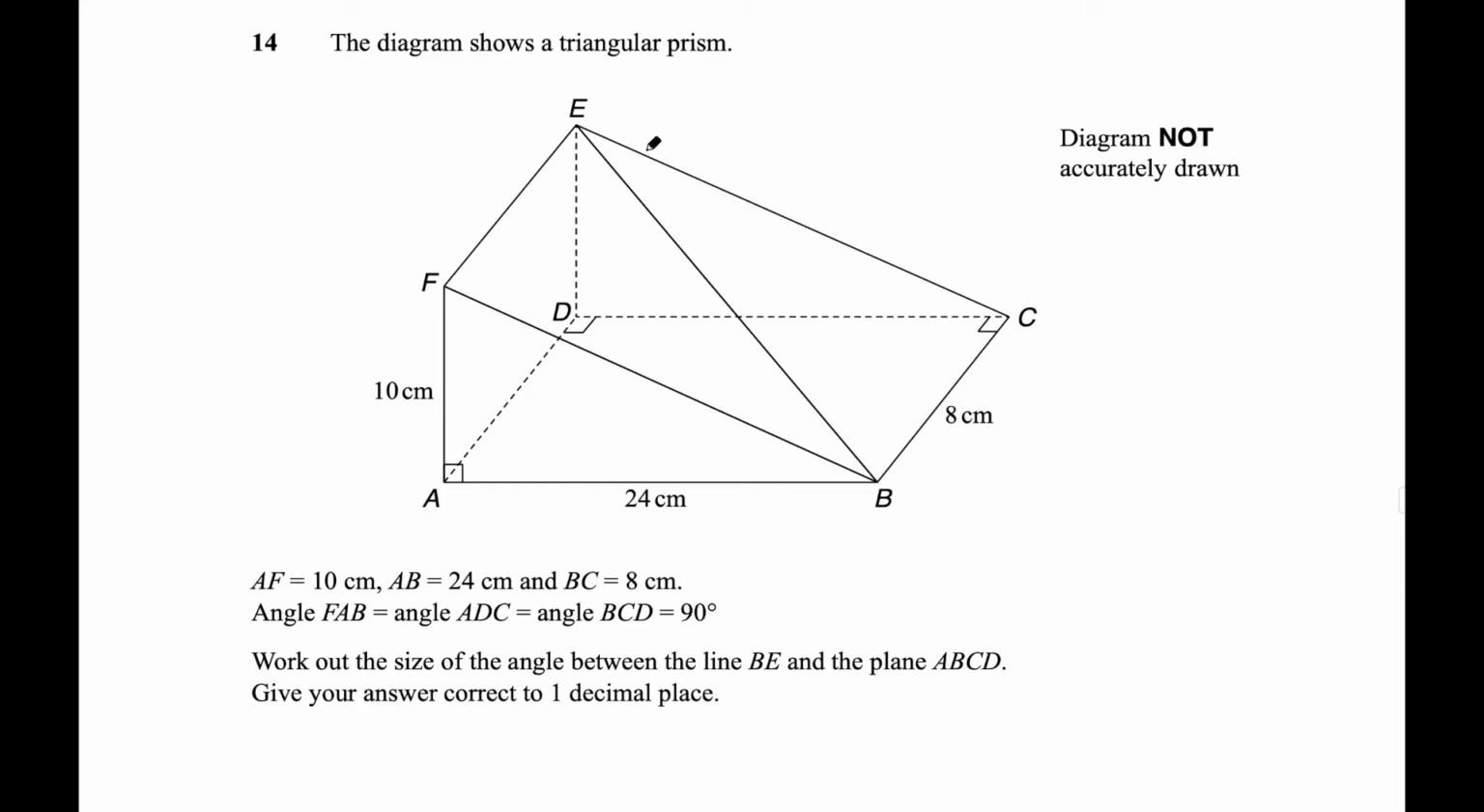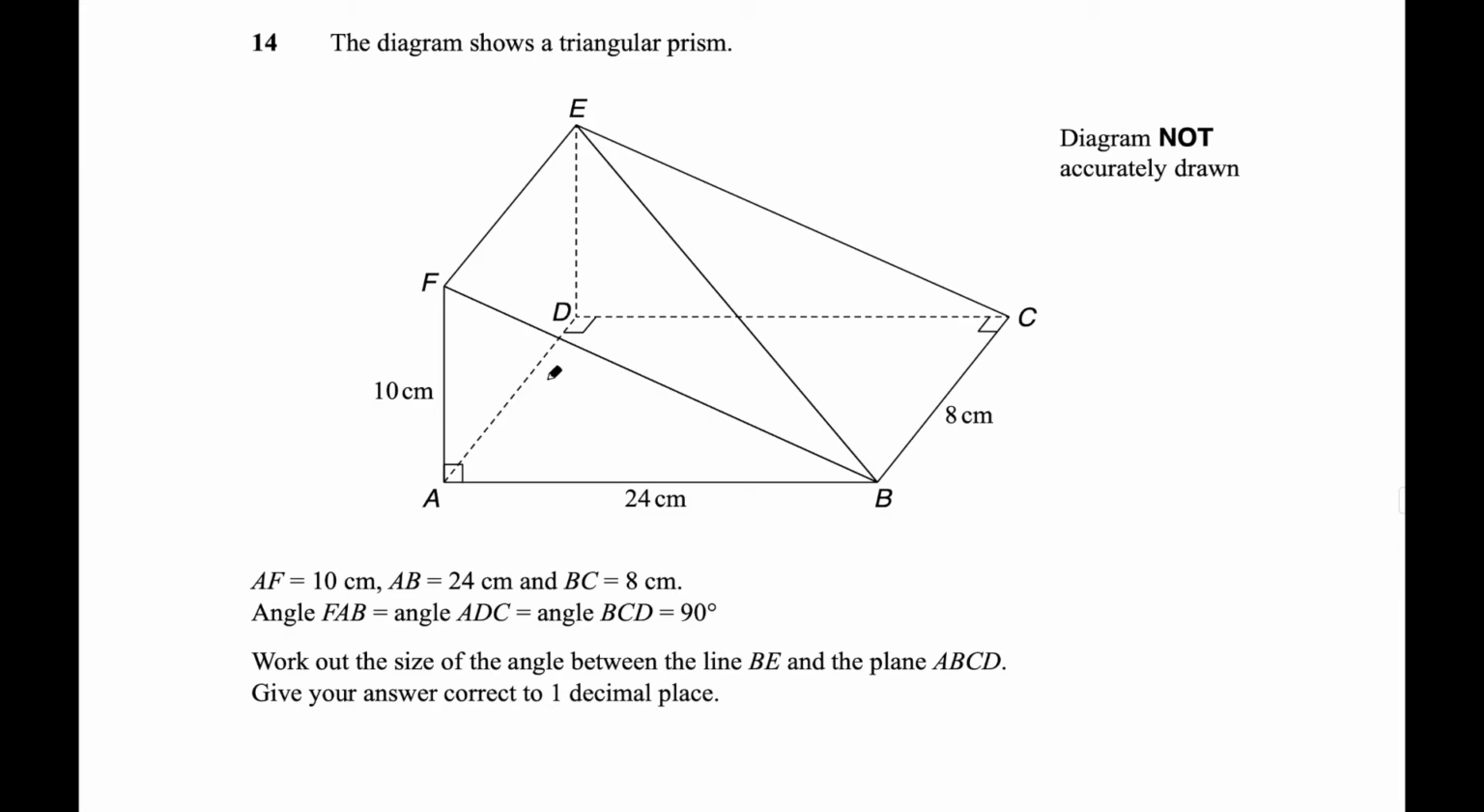Question 14 says the diagram shows a triangular prism. AF equals 10 centimeters, AB equals 24 centimeters, and BC equals 8 centimeters. Angle FAB equals angle ADC equals angle BCD equals 90 degrees. So let's just look for those quickly. These lengths are drawn in already. Angle FAB is this one here. They've drawn in that 90 degrees.